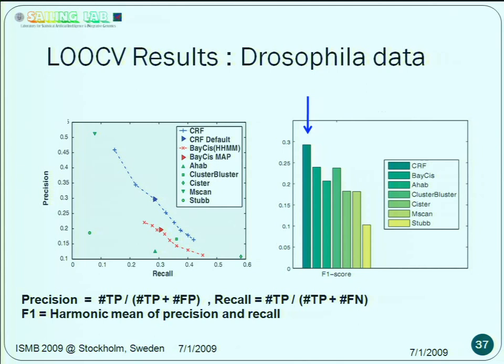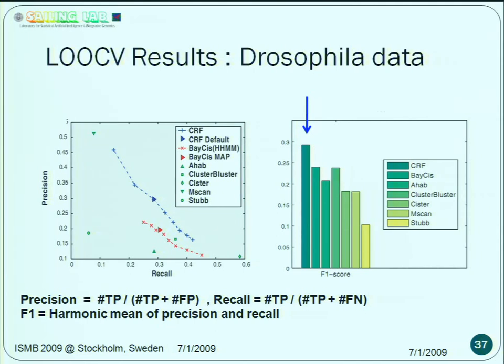We compared our method with a bunch of other state-of-the-art methods. These include AHAB, which is a window-based approach, Cluster Buster and Sister, which are HMM-based approaches, BASIS, which is our hierarchical HMM-based approach, as well as two other programs, MSCAN and STUB. What we found was our precision recall curve performs significantly better than the others. If you take the default configuration, then our F1 score is also significantly better. It's actually 20% better than any of the other scores.